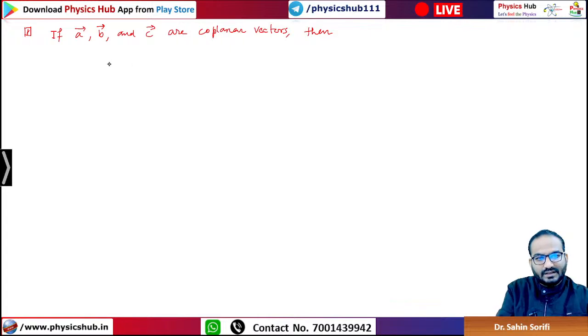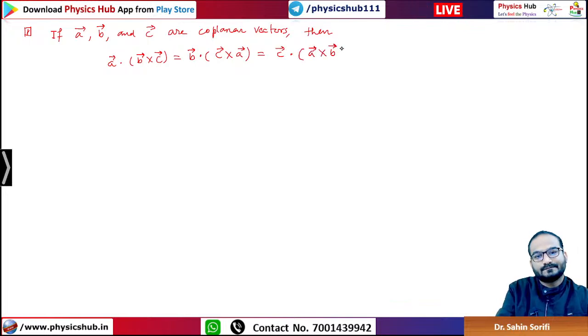So if A, B and C are coplanar vectors, then we can write A dot B cross C equals B dot C cross A equals C dot A cross B. This is equal to 0. How do we understand this?